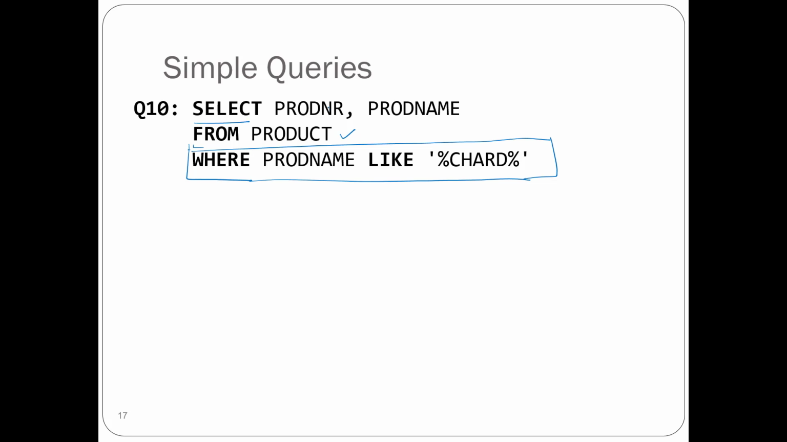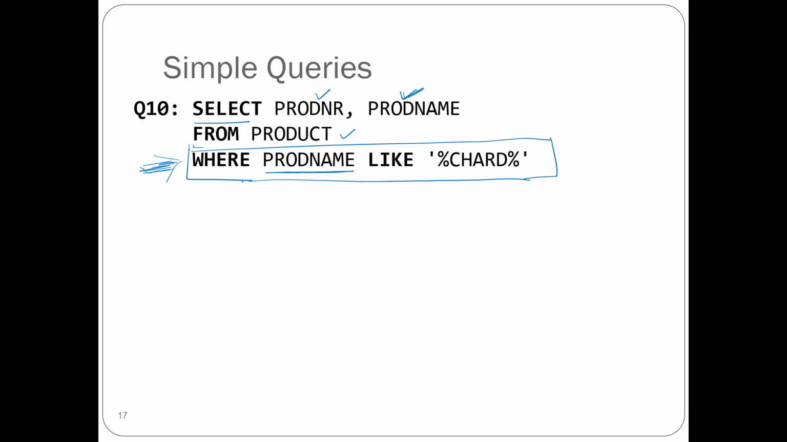Like select is followed by the columns that we need in the result table. Therefore, we need prod nr and prod name, and this data is coming from product. Select prod nr, comma prod name from product. We want the data for only these two columns. Now, whenever we have a where clause, the where clause will impose some restrictions on the rows from the source table product. So here the condition is based on prod name, the product name.